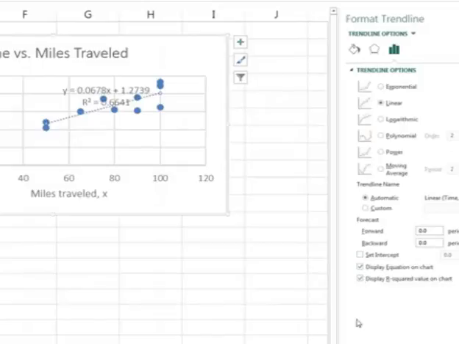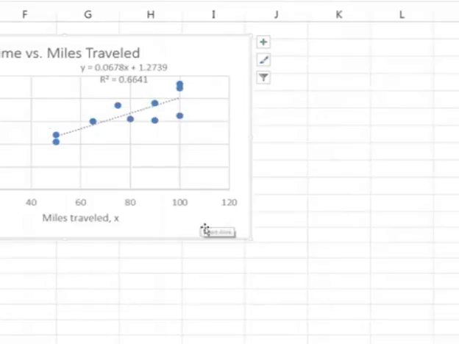Okay, so it's like this. And then we're going to exit out of this. So that's it. That's our regression equation right there. Y is equal to 0.0678 times x plus 1.2739. And R square we're going to discuss in a little bit. Basically R square tells you how good this model is, how valuable, how worthwhile this model is.